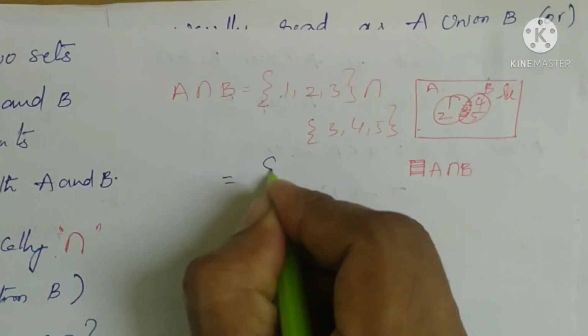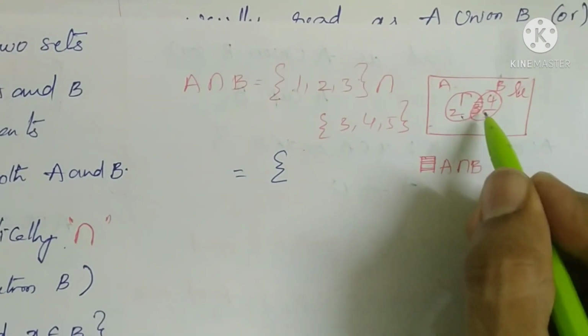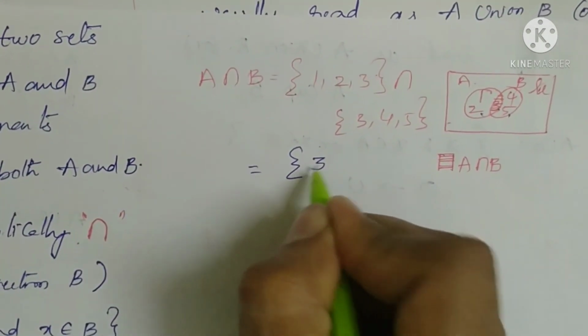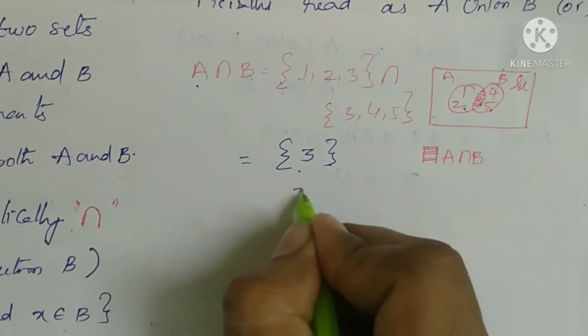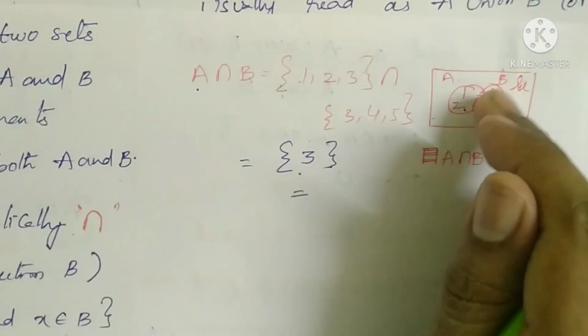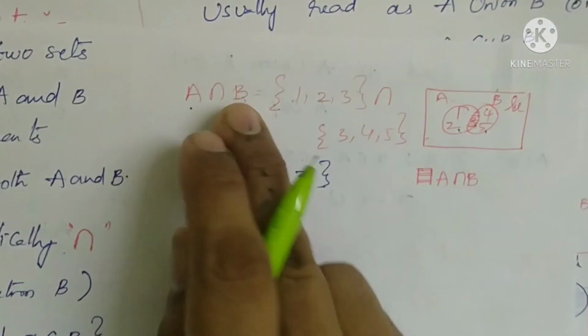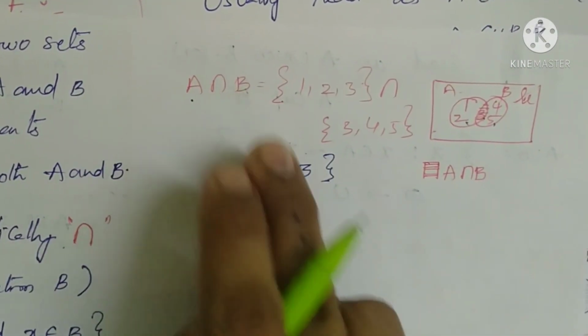The common element in both sets is only 3. So A intersection B is equal to {3}. This is the final result. This is the Venn diagram representation. This is the set of elements A intersection B.